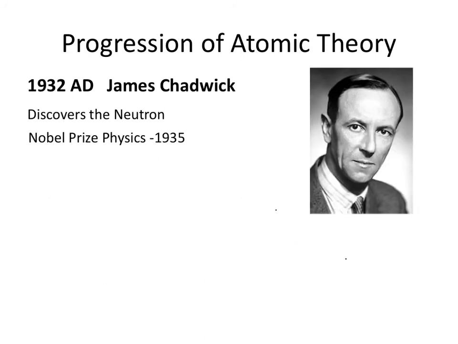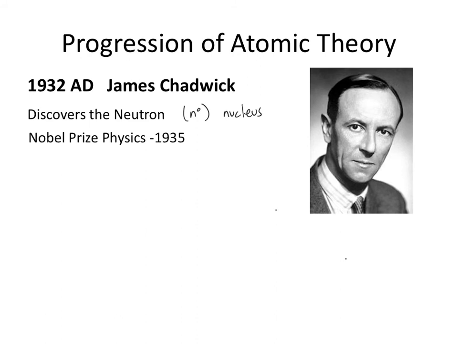Later on, in the 1930s, James Chadwick discovered something called the neutron, and he won the Nobel Prize in Physics for his studies and analyses. The neutron is a neutral particle that exists in the nucleus. It's a relatively heavy subatomic particle, and we will talk more about that when we talk about atomic masses and things of that sort.